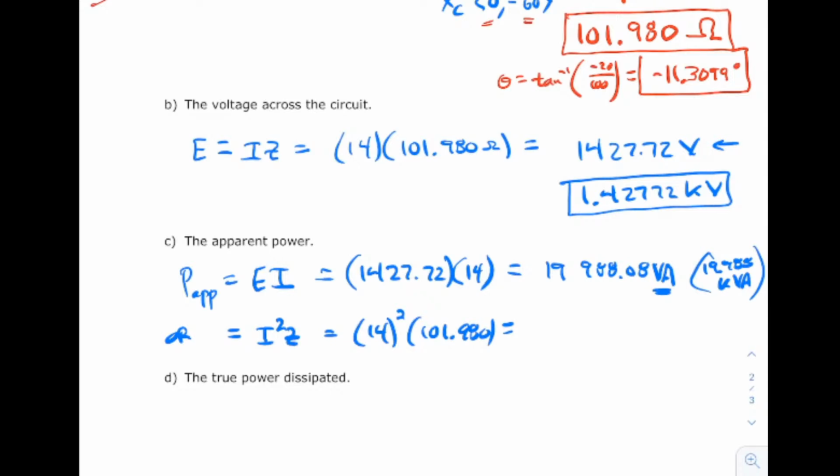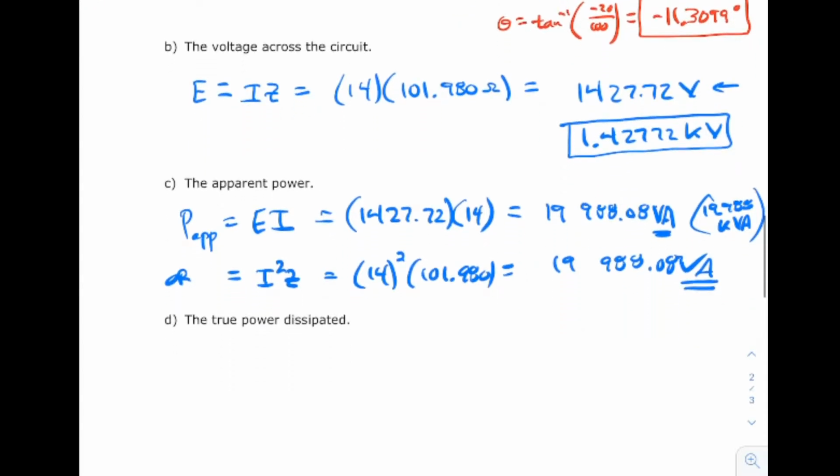This time I'm getting 19,988.08. Ha! How about that? That's the groovy part about carrying all these sig figs. Everything matches perfectly. So again, that's apparent power. That's voltamps. Maybe I'll make that check mark look like a V now. Voltamps. 19,988.08 voltamps of apparent power.